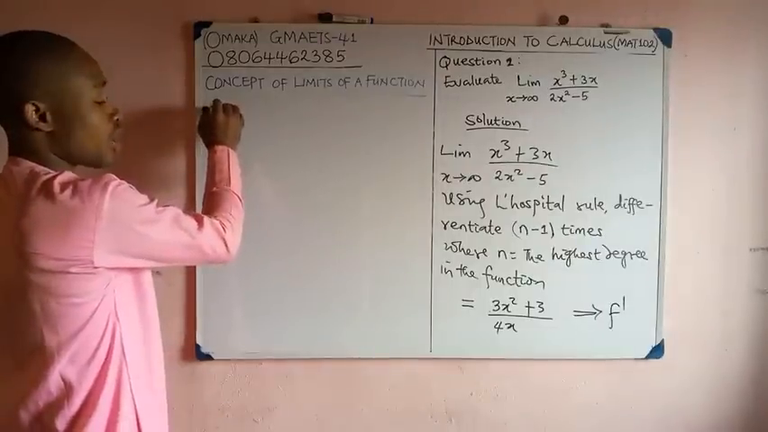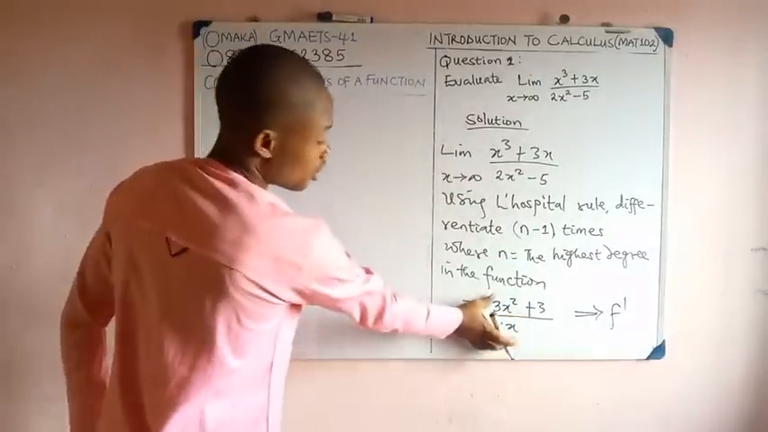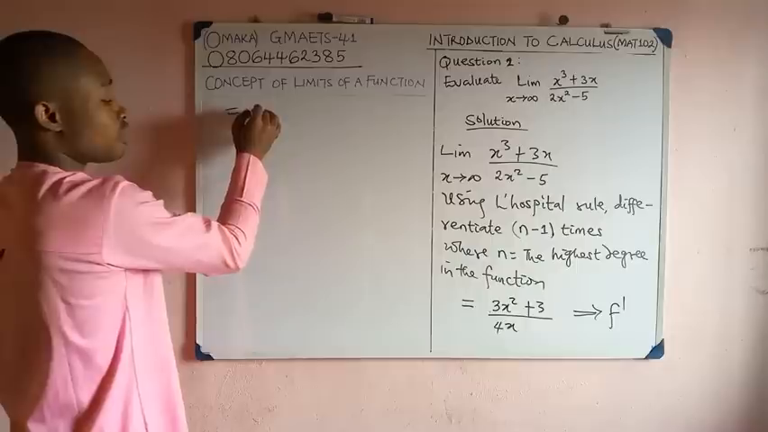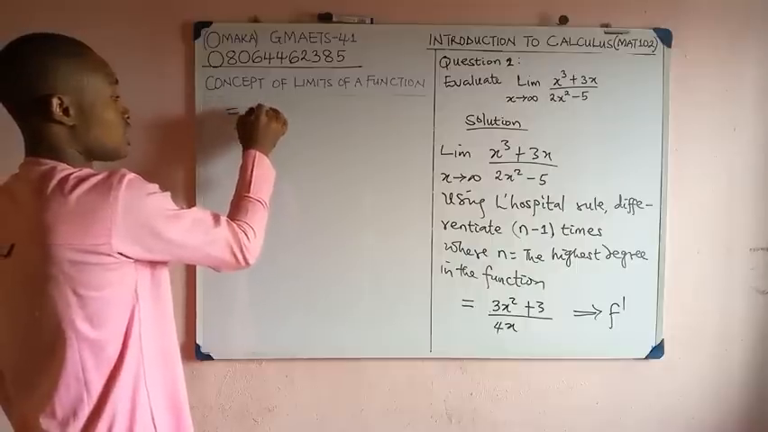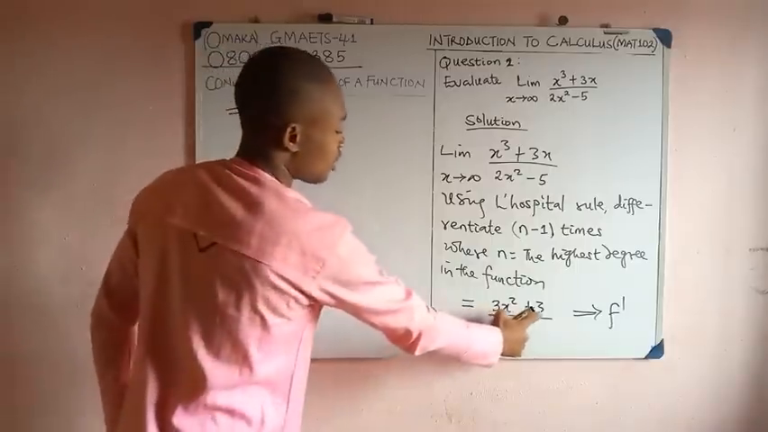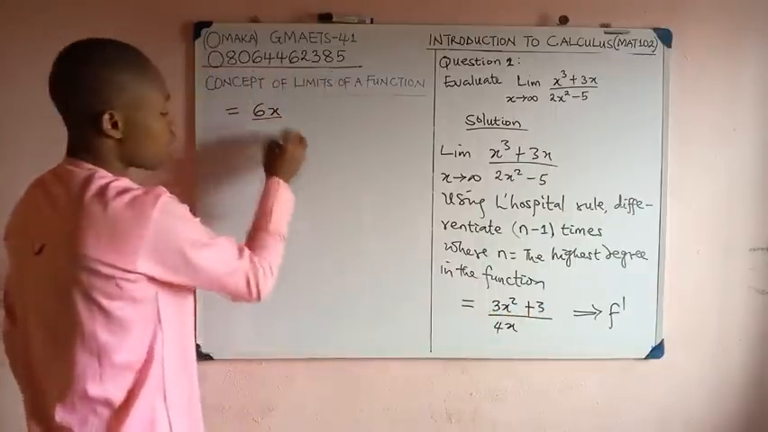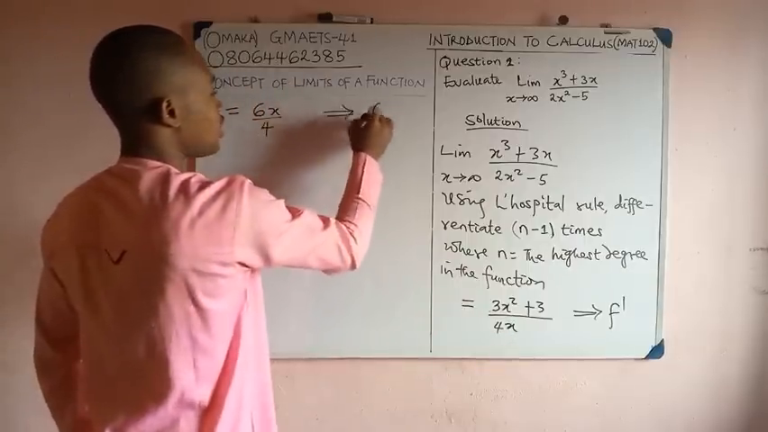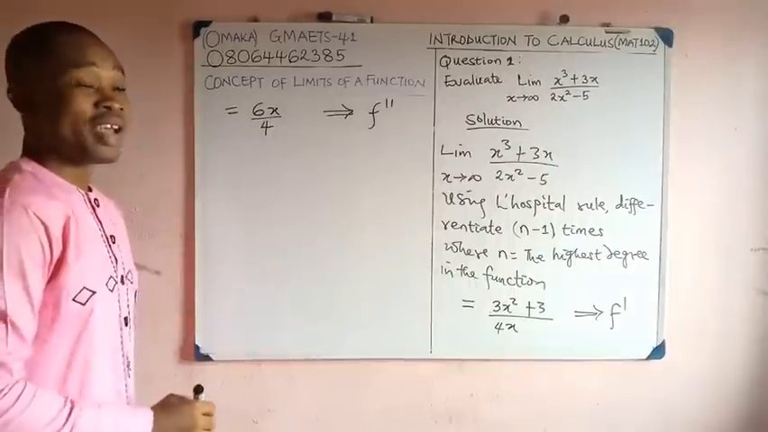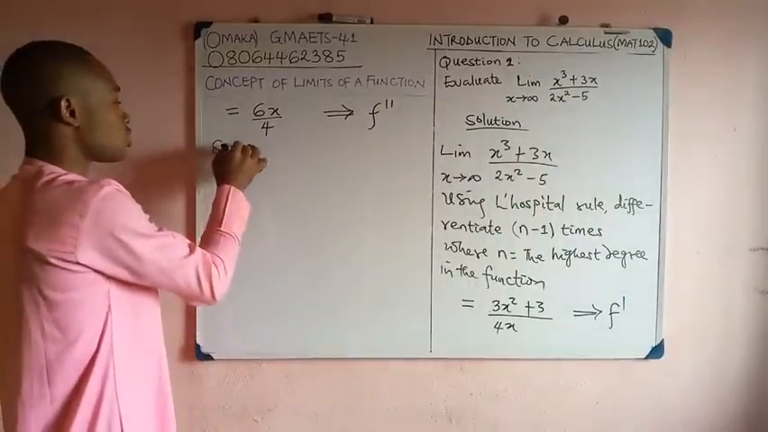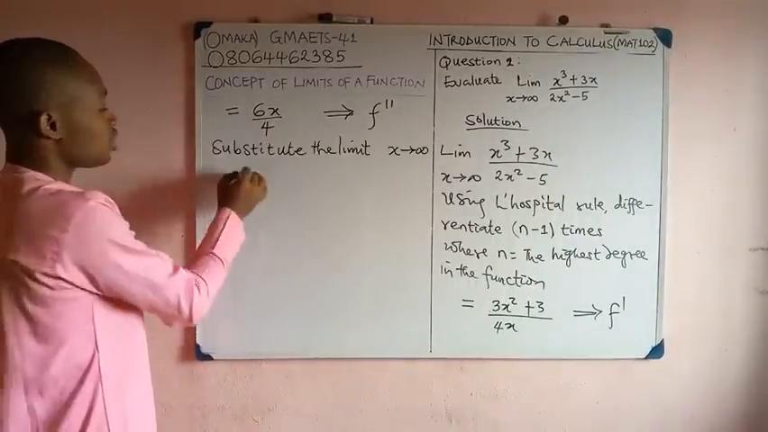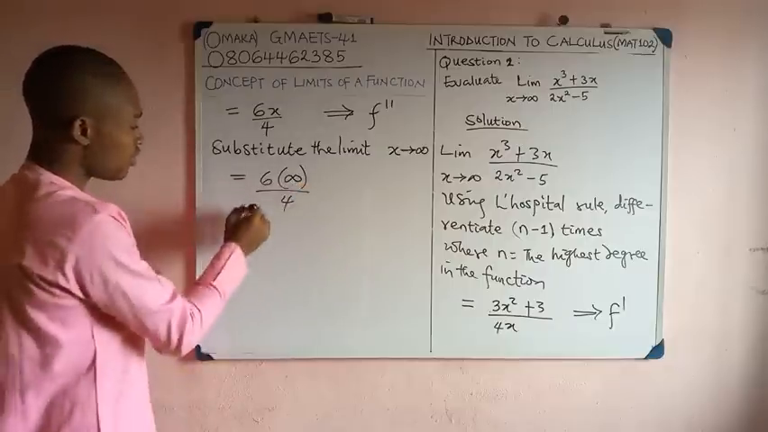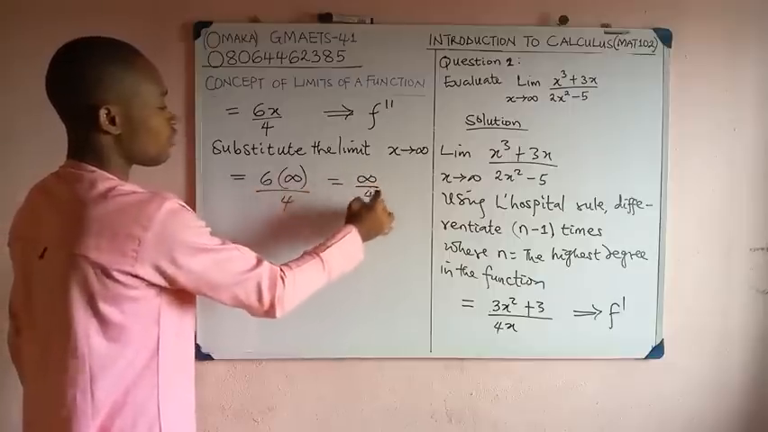Then we are going to get f double prime now, that is the second derivative, which means we are going to differentiate this. Let's differentiate this term now and see. Again, if you differentiate, you're going to get 6x for this, and then differentiate this, you get 0, all over. Differentiate this, you get what? 4. This implies the second derivative of that function. Now at this point, you can now substitute the limit. So that's going to give us 6 times infinity all over 4. And if you do that, you will get infinity over 4.